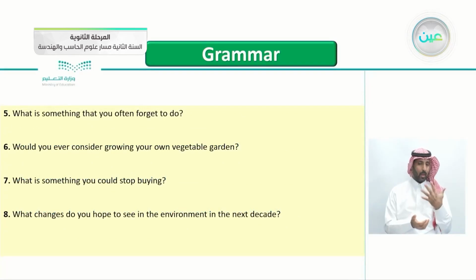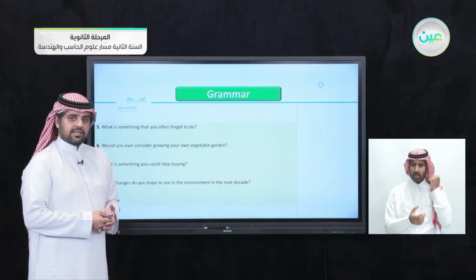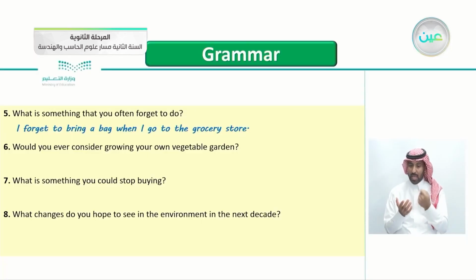Number 5, what is something that you often forget to do? Again, what is something that you often forget to do? Anything that you forget to do. For example, I've written here, I forget to bring a bag when I go to the grocery store. This is about me. I forget to bring a bag whenever I go to the grocery store. Number 6, would you ever consider growing your own vegetable garden? Would you ever consider growing? This is the gerund here, your own vegetable garden.